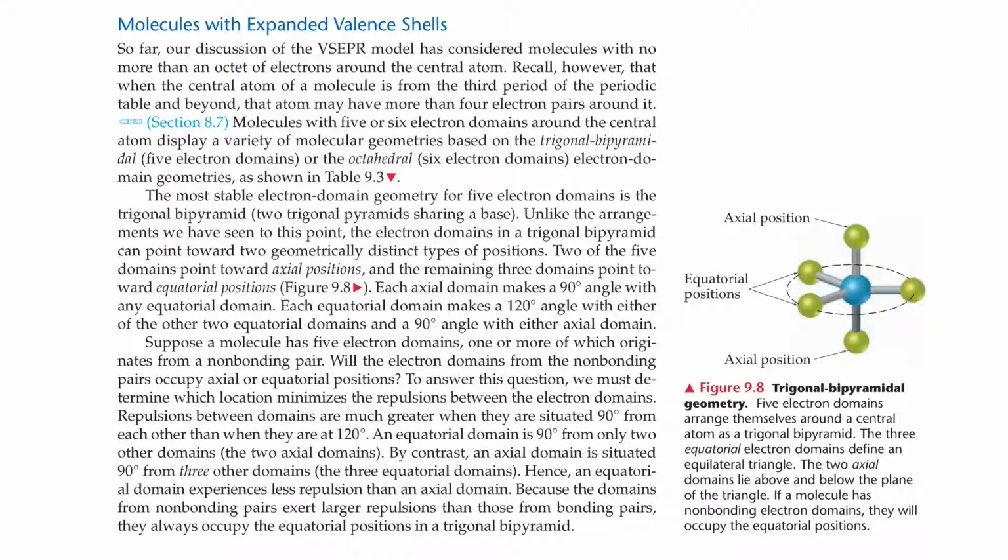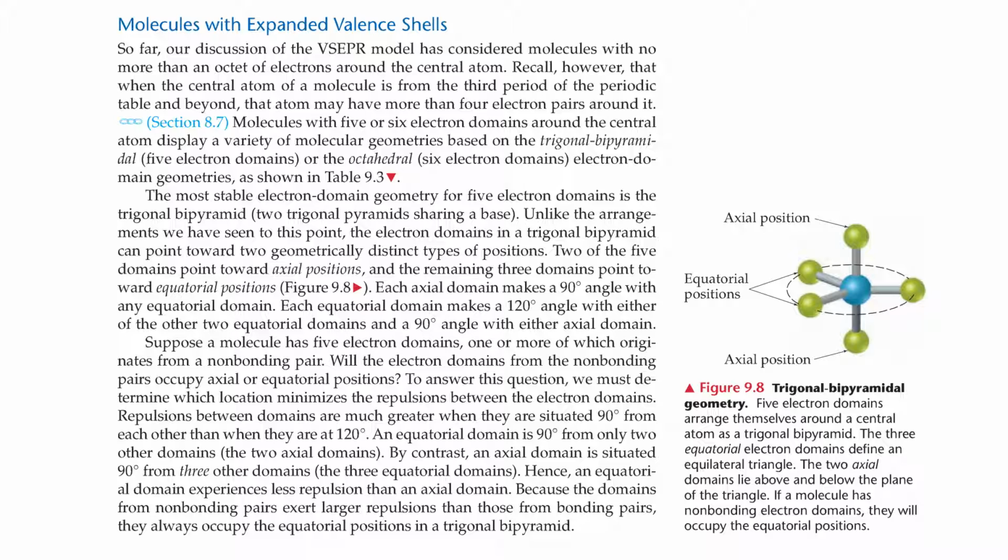Molecules with expanded valence shells. So far, our discussion of the VSEPR model has considered molecules with no more than an octet of electrons around a central atom. Recall, however, that when the central atom of a molecule is from the 3rd period of the periodic table and beyond, that atom may have more than 4 electron pairs around it. Molecules with 5 or 6 electron domains around a central atom display a variety of molecular geometries based on the trigonal bipyramidal or the octahedral electron domain geometries, as shown in Table 9.3.